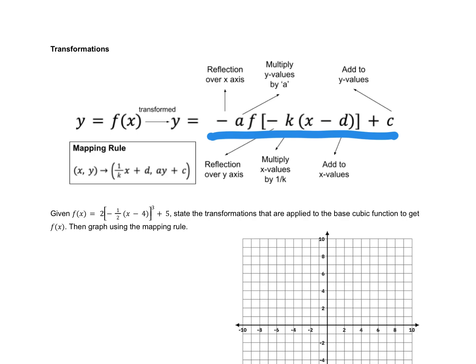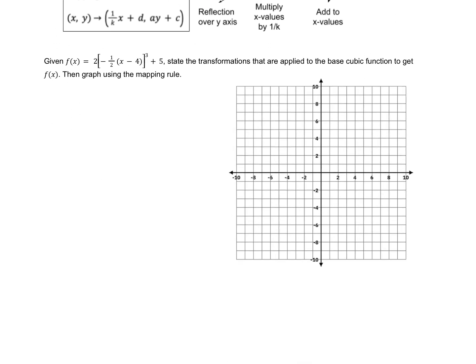So let's put this into action. So here I can see that my parent function is y equals x cubed because of this exponent of 3 on the outside. So that's going to be important for my mapping rule. But I do want to state the transformations first. So I'm going to start with this 2 out front. That is a vertical. If I multiply something by 2, I'm making it bigger. So a vertical stretch by a factor of 2.